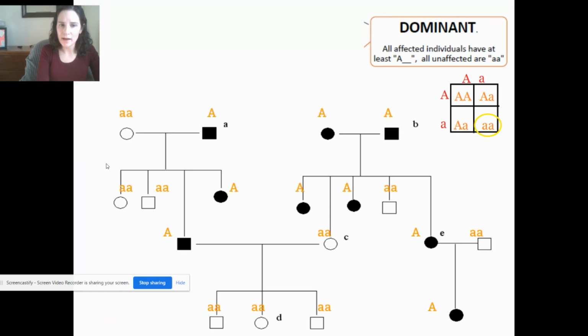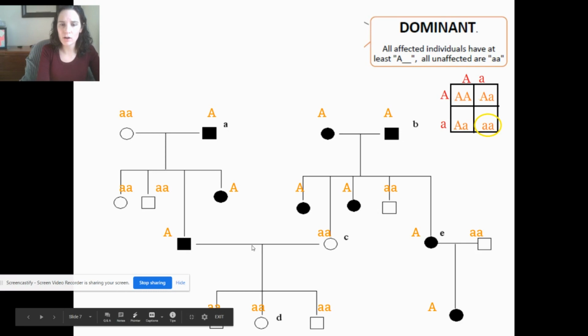So if we look at that, we fill them all in. Everybody who's unaffected is little a, so all of the white circles and squares are little a, and this time everybody who's shaded has to have at least one copy of big A. Remember that that's the only way this part works. Big A, we know that, but somehow they ended up with a kid who doesn't have it, little a, little a. Let's track it back once again from the bottom, working our way up.